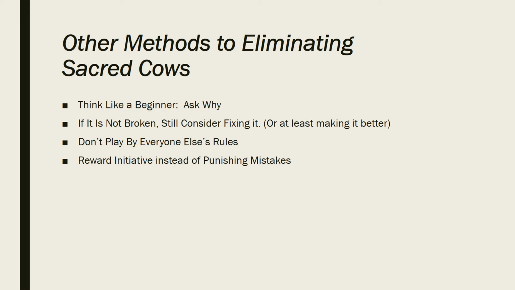And then finally, some other methods to eliminating sacred cows that I want to mention here. You've got to turn around and do this from sort of a child's perspective when it comes to asking yourself if something is a sacred cow that needs to go. Think like a beginner. Learn to ask why. When people say we have to have this, why? This is necessary. Why? Why do we have to have this? Why do we have to do this?